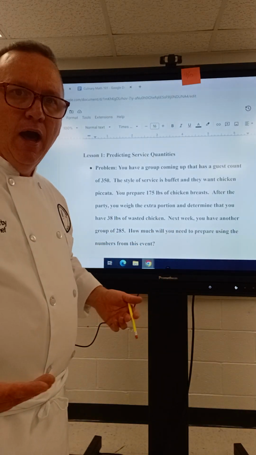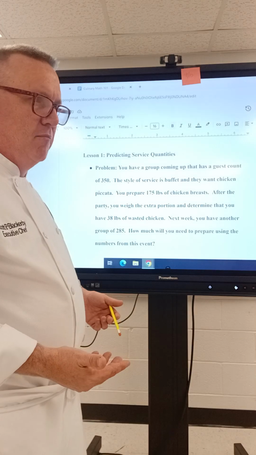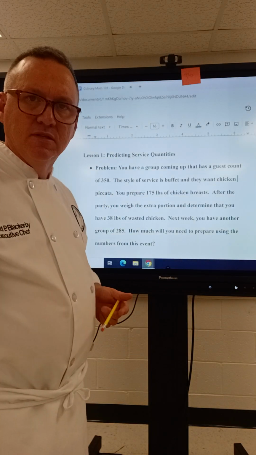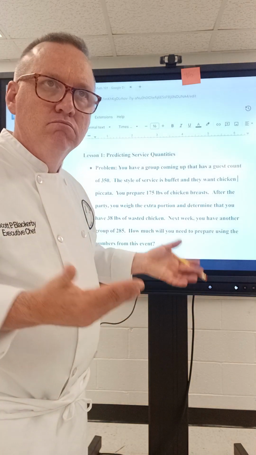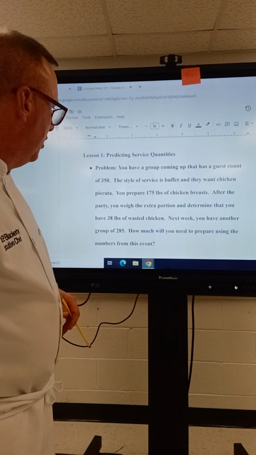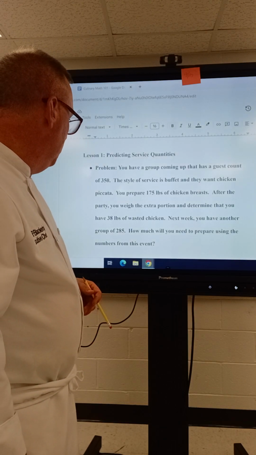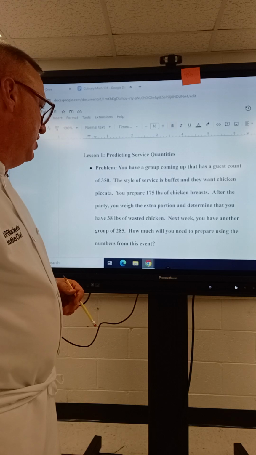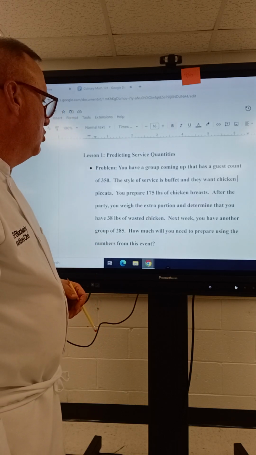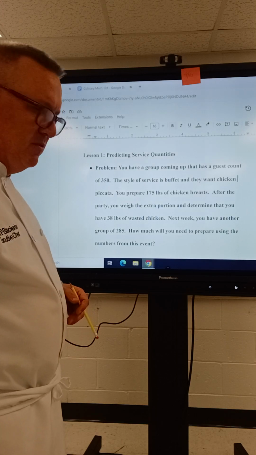In thinking about how I'm going to make this buffet, I decided, well, I'll just cut it in half, and I'll just make 175 pounds since 8 ounces is about a normal portion, right, of chicken breasts. So after the party, you weigh the extra portion and determine that you have 38 pounds of wasted chicken. Next week, you'll have another group of 285. How much will you need to prepare using the numbers from this event?